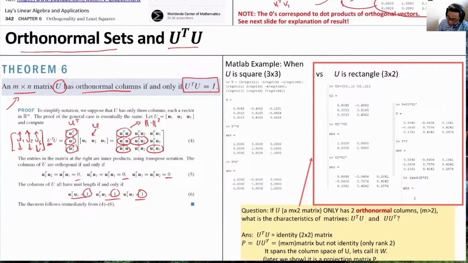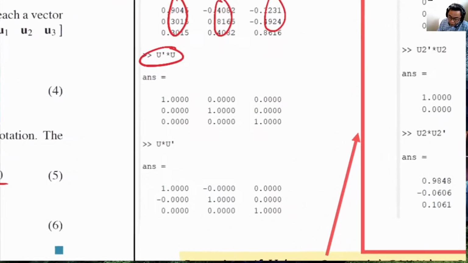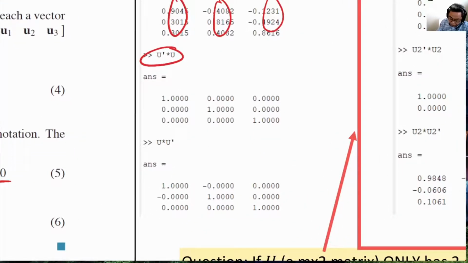Now, we show an example when U is a square matrix, that means 3 by 3. So these are the 3 columns of U: U1, U2, U3. Very quickly we compute U transpose U and we get the identity. So this shows that the columns are orthonormal.